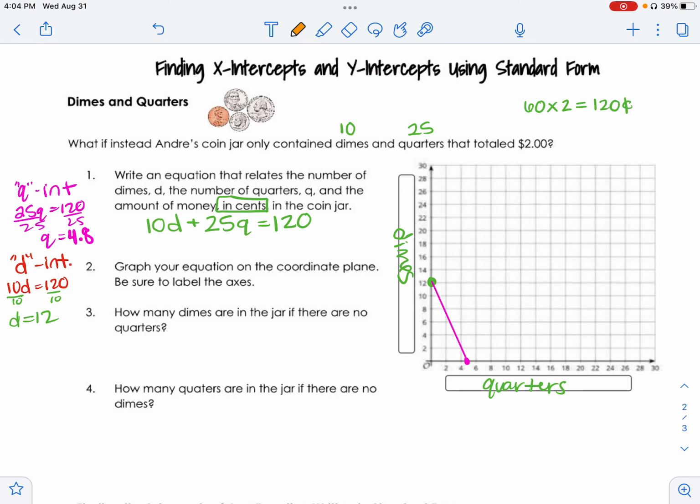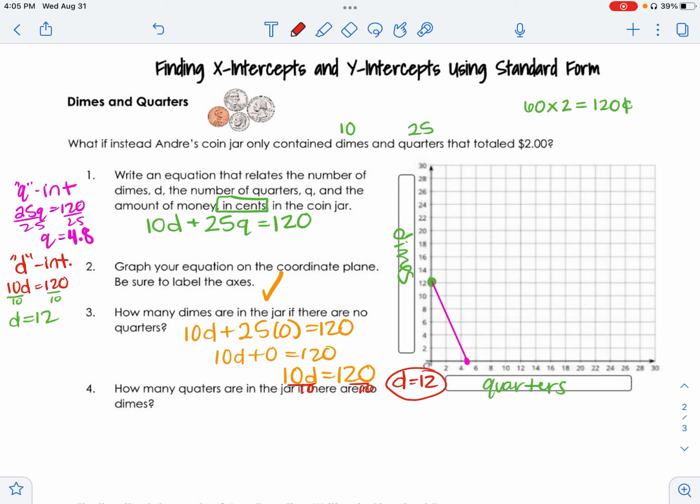And in that process, we basically answered question 3 and question 4. So how many dimes are in the jar if there are no quarters? Again, just to reiterate what I did here, if there's no quarters, that means that Q is 0. So 25 times 0 is 0. 10D plus 0 is 10D. And now I can finish solving this by dividing both sides by 10. And I get D equals 12.